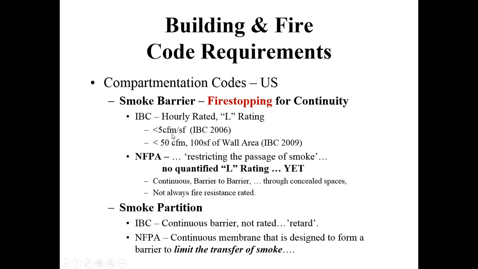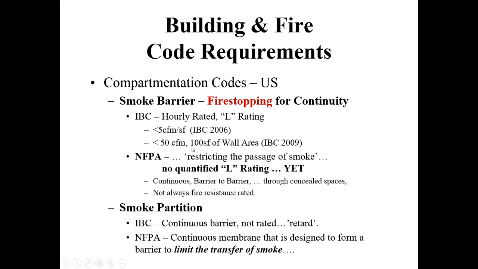This 5 CFM is what you would find for joints and penetrations both, and it's been in the code since the 2006 version of the International Building Code. And then in smoke barriers, there's also a requirement for less than 50 CFM, cubic feet per minute, per 100 square feet of wall area by the International Building Code in the 2009 cycle that went in. That was mainly for the healthcare type applications.